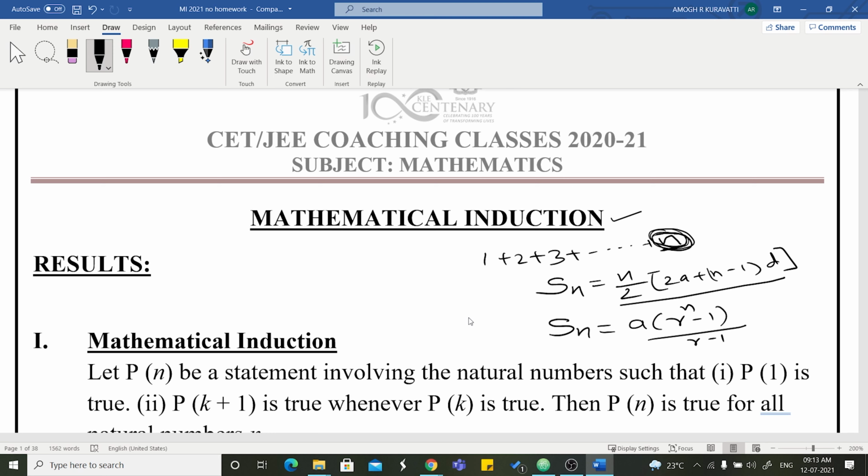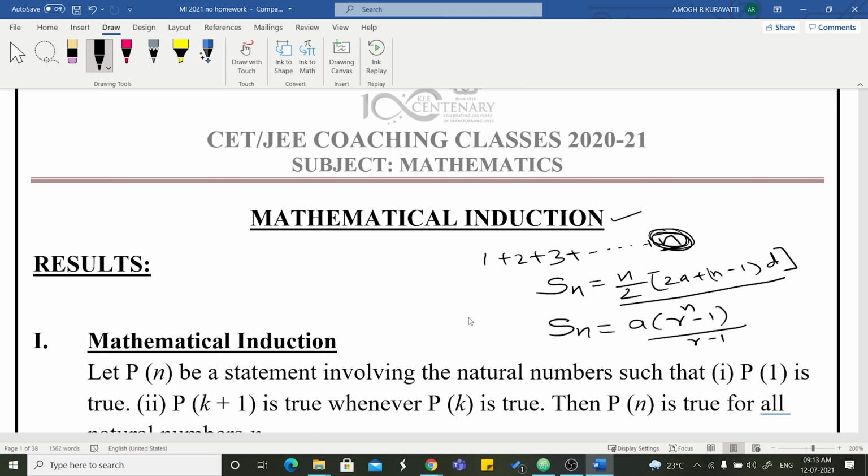I hope it is clear, students. So remember, I will repeat once again. It is a process of proving the general values or general results. To prove general values or general results, we must apply mathematical induction.